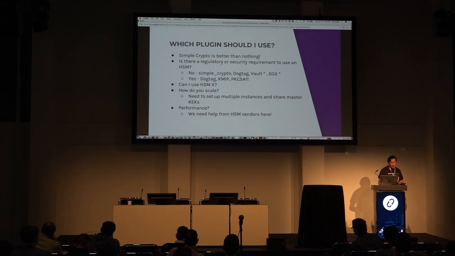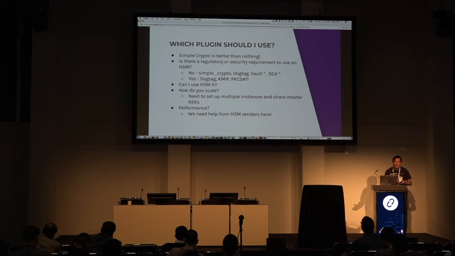How do you scale? You need to set up multiple instances of Barbican, of course, and then you're going to have to figure out how to make sure that those keys are available to each of those instances. And then finally, performance. Depending on your performance needs, if you have something that's a database adapter, there are fewer hops, so you can get better performance that way. The best performance you're going to get is from simple crypto, because you're basically doing one operation for an encrypt or a decrypt, and it's right there, and the key's in memory. But you've got the worst security guarantees there.